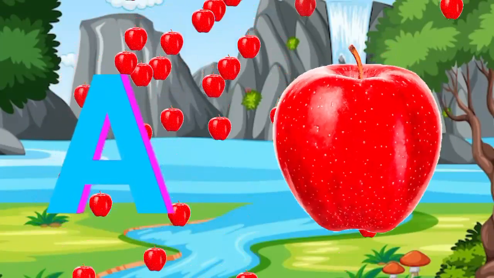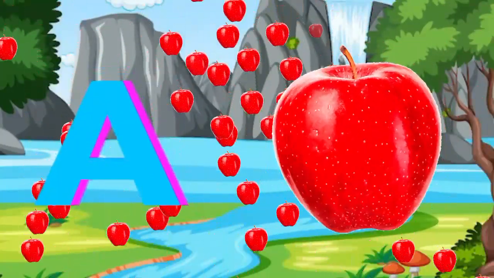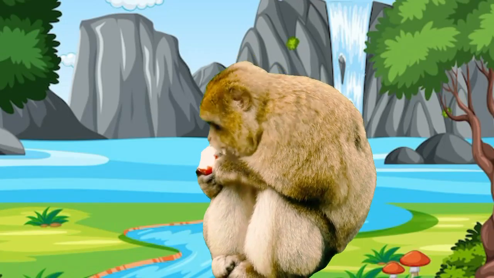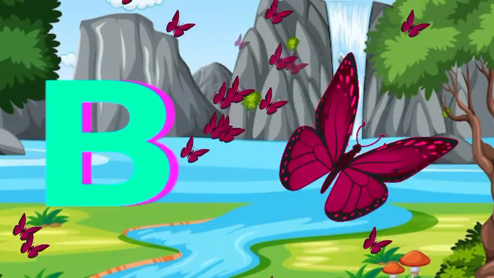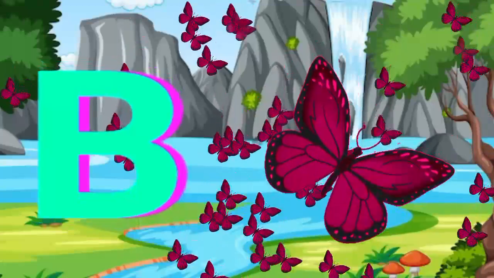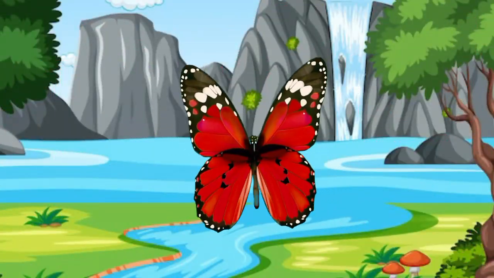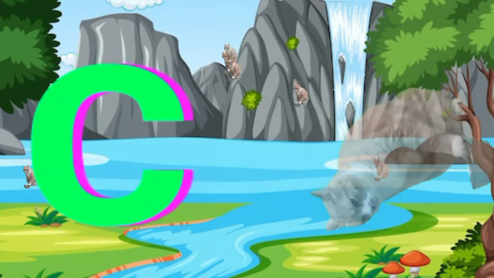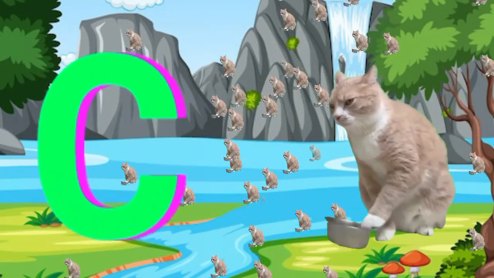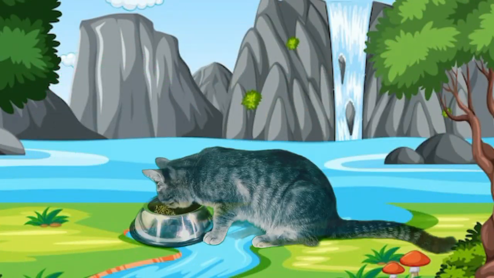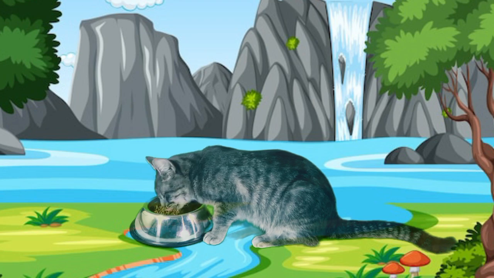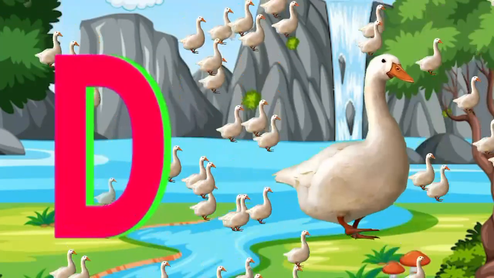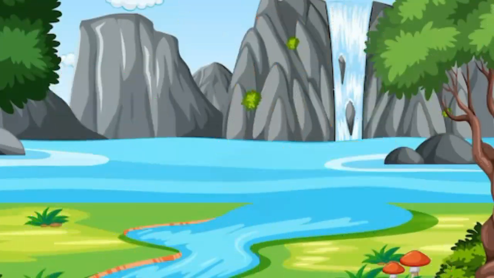A. A for apple. Apple means save. B. B for butterfly. Butterfly means titli. C. C for cat. Cat means billy. D. D for duck. Duck means battakh.